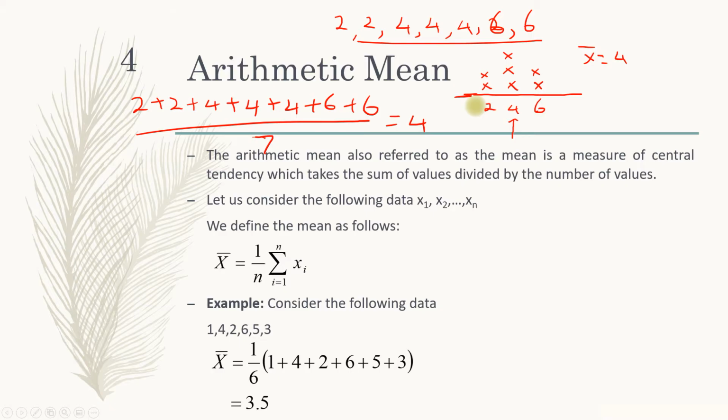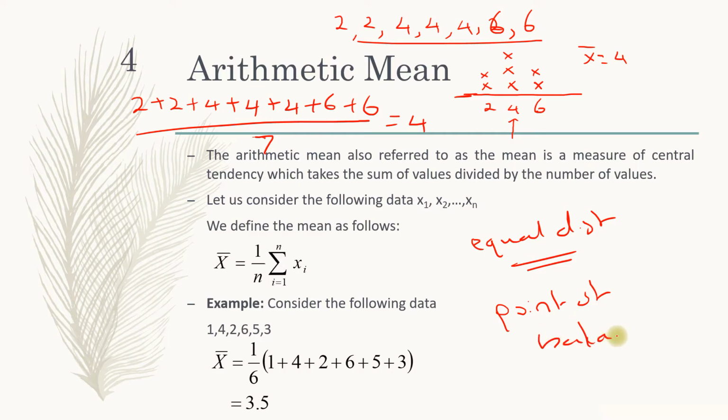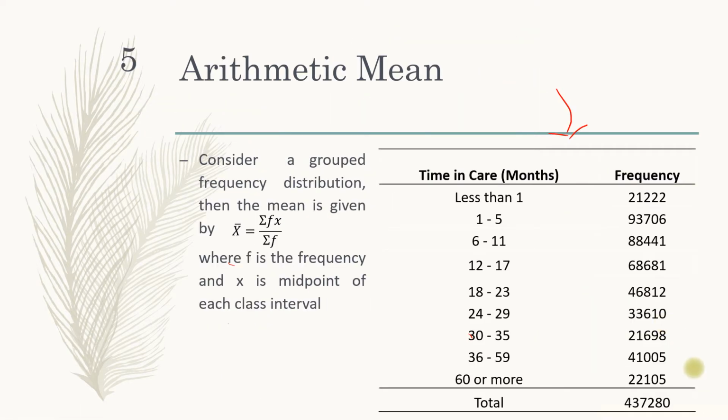So that's another interpretation. First of all, an equal distribution of a certain quantity, and then the other way of looking at it is as a point of balance, alright? That is what the mean represents. So now I can move on to the next slide, where I will explain how I can find the mean from such type of data. That is what I'm going to explain next.